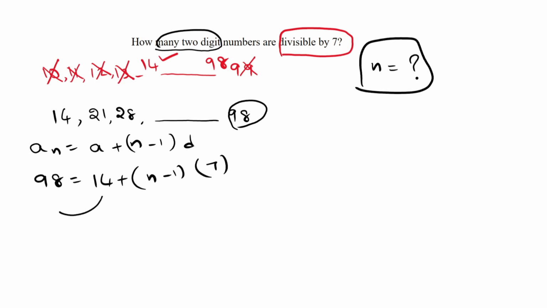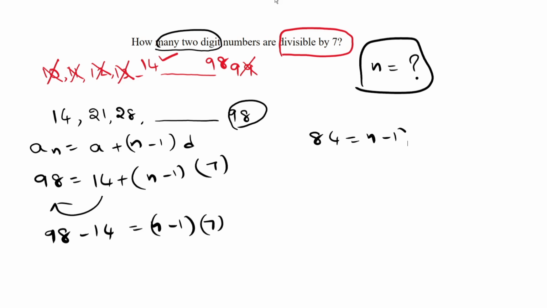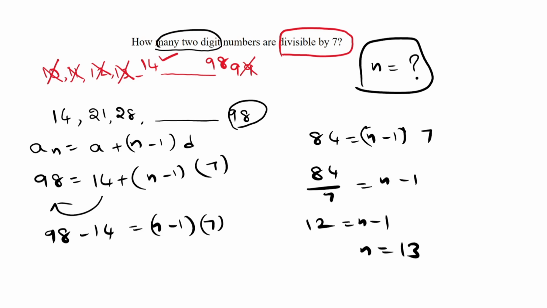Now first take 14 to the left side, it will be 98 minus 14 equals n minus 1 into 7. 98 minus 14 is 84, which equals n minus 1 into 7. Now take this 7 also to the left side, it will become division. So 84 divided by 7 equals n minus 1. 84 by 7 is 12. 12 equals n minus 1, then the n value is 12 plus 1, which is 13. So a total of 13 two-digit numbers are divisible by 7.